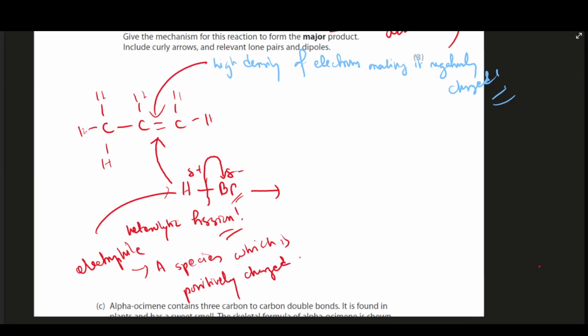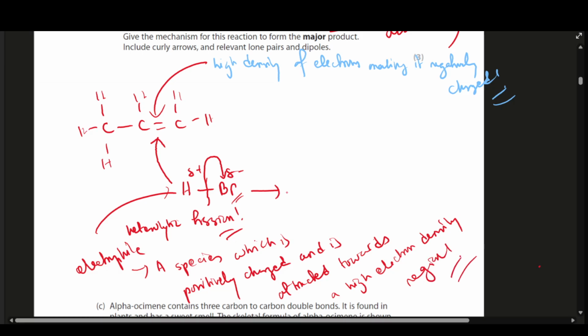A species which is positively charged and is attracted towards a high electron density region. All right, so the species, the electrophile. In order to identify an electrophile, you just need to check two conditions. The species itself is positively charged and it is attracted towards a high electron density region, in this case that carbon to carbon double bond.